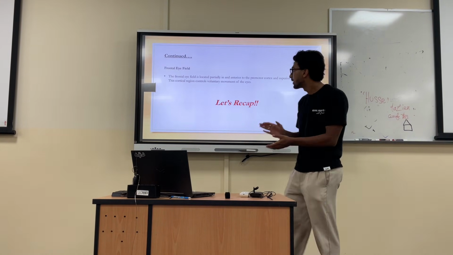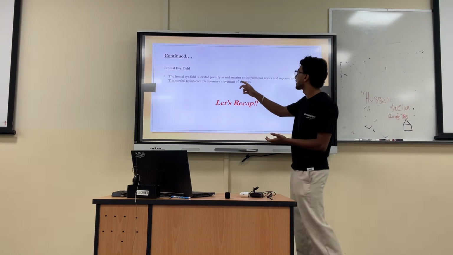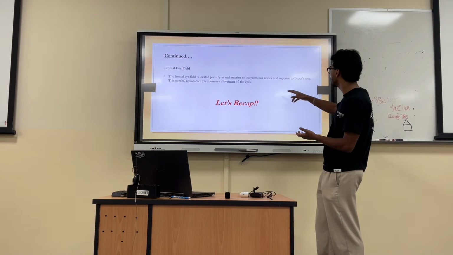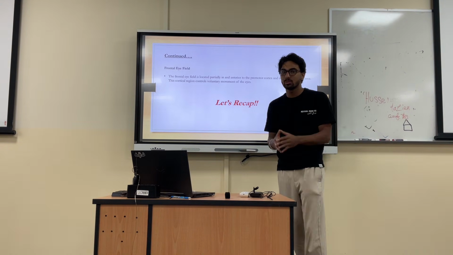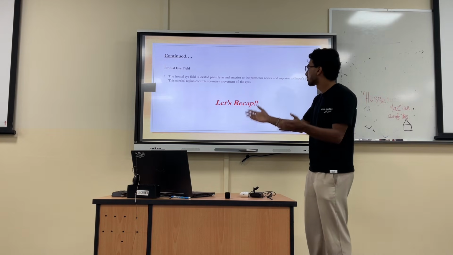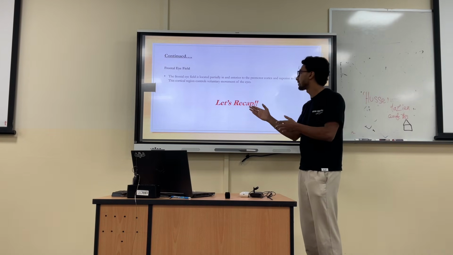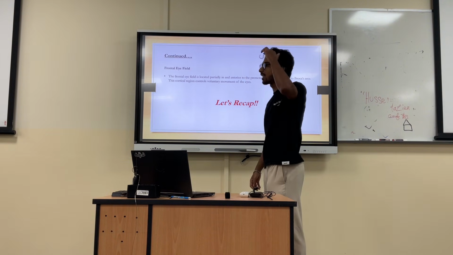Now, continuing, we also have a frontal eye field, which is located partially in and anterior to the premotor cortex and superior to Broca's area. The location of this is not exactly the most important. The main thing you need to know from here is the frontal eye field controls the voluntary movements of the eye.